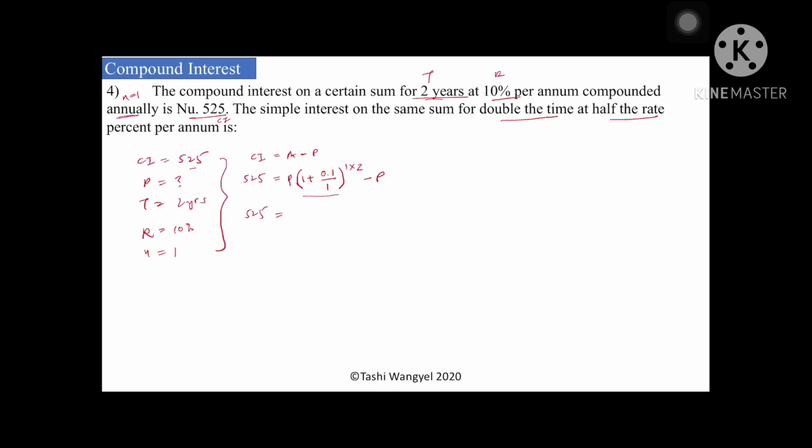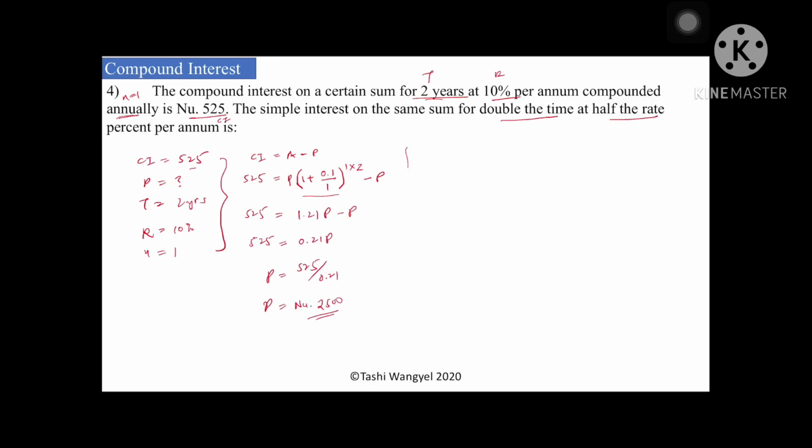1.21 P minus P. So 525 is equal to 0.21 P, therefore the P value is 525 divided by 0.21.